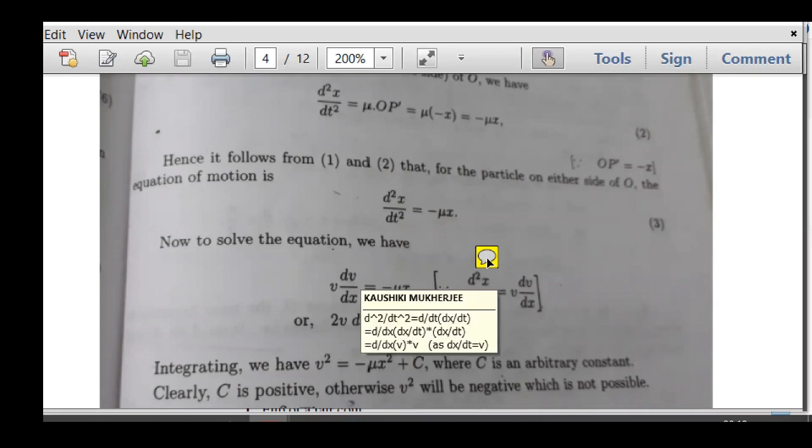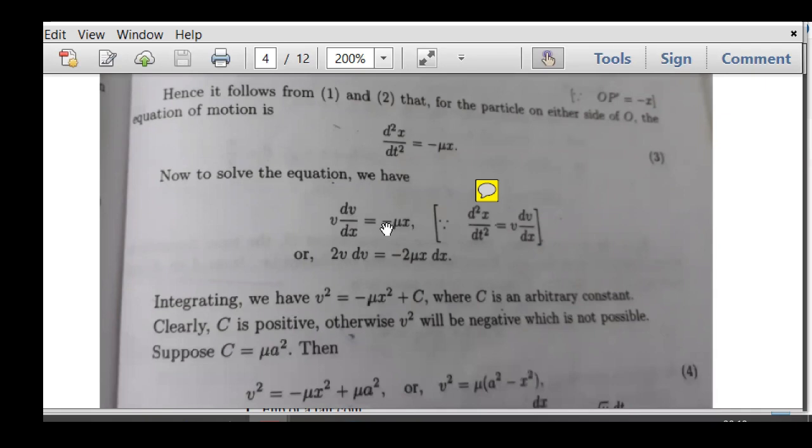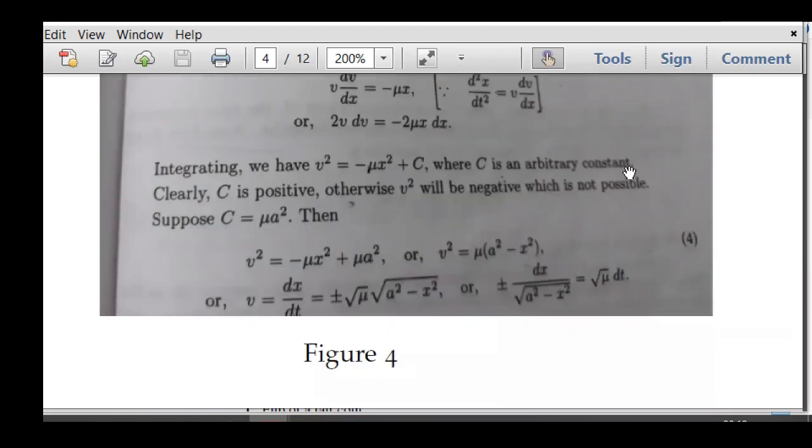I have shown you here, or obviously you can sort it out on your own, how d²x/dt² turns out to be this one. So v dv/dx equals minus ω²x. You just have to follow the standard rule, nothing else. You have to integrate. Once you integrate, you get this thing where c is an arbitrary constant.